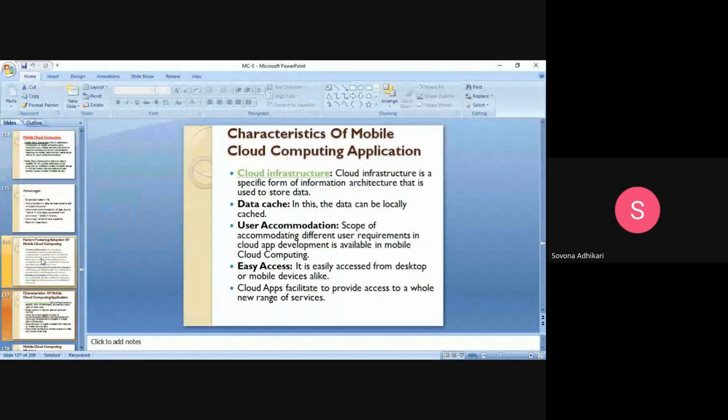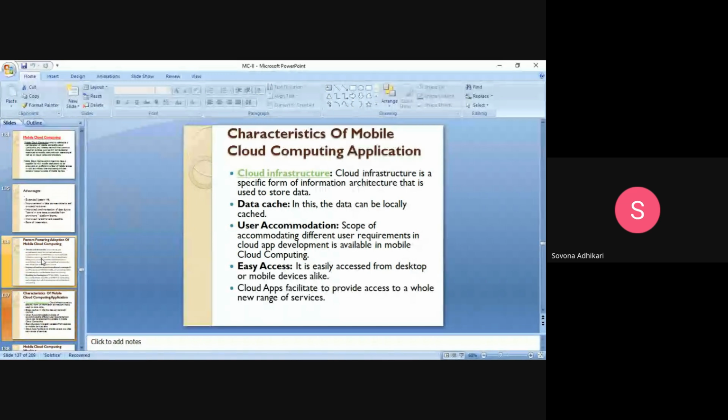Data cache. In this, the data can be locally cached. Some frequently used data is locally cached to save time, so that every time we need not access the remote side to get the data, which takes more time. If the data is locally cached, you can easily find it.